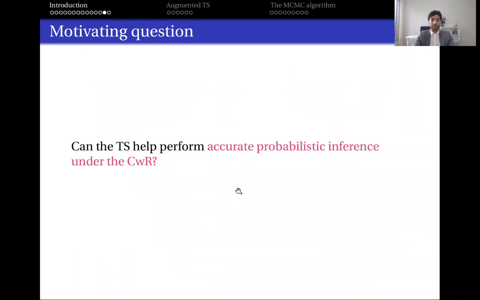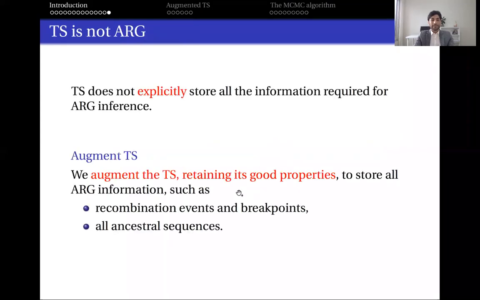So now, this is our motivation question. This question is what I aimed to answer in my thesis and in this talk. Can the TS help us to perform accurate probabilistic inference under the coalescent with recombination?